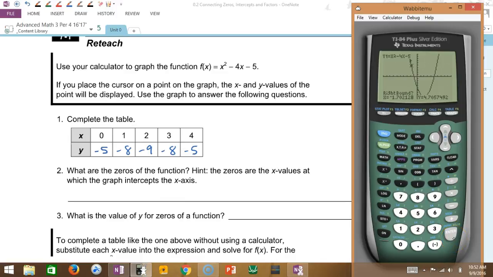Now it asks me another question. What does it say now? Go to the right. Values to the right are values that are greater than. So I'm going to push the right button until I see an x value that is greater than -1, and that looks good. Did you notice when I did that, my little cursor was above the x-axis, and now it's below the x-axis?